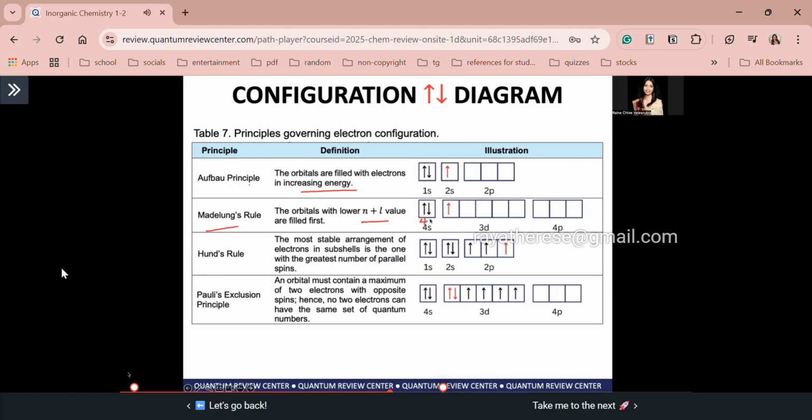For 4s, 4 plus 0, because l is equal to 0 for s, so 4. For 3d naman, 3 plus 2, because d has l is equal to 2, so 5. So, si 4s ang may lower n plus l. So, siya ang mafe-fill first. Okay? Next, the Hund's rule.